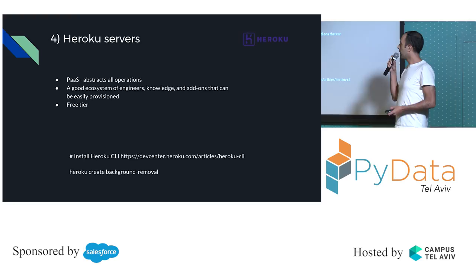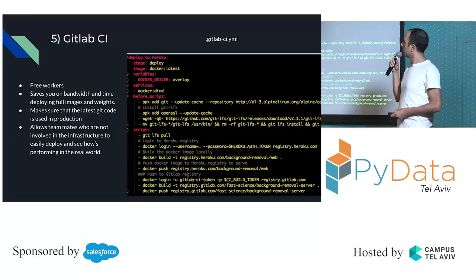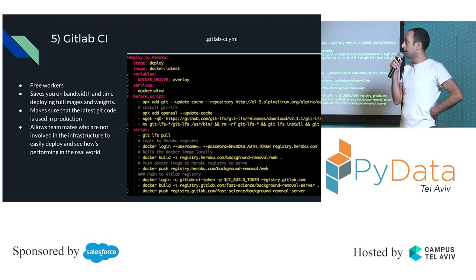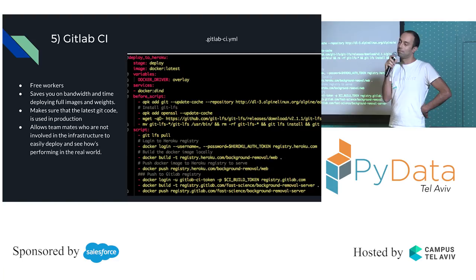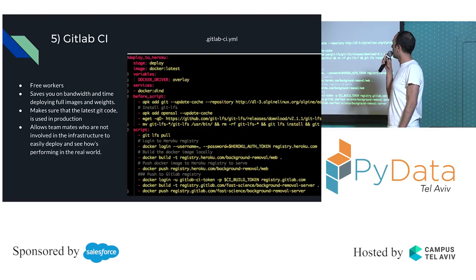And so finally, to tie everything up, we can use GitLab. They have a nice offering for groups. You can just do private repos for groups free. And they have a simple continuous integration solution in which you can just dump this simple GitLab CI YAML file.